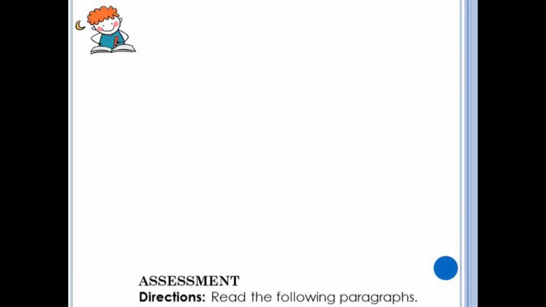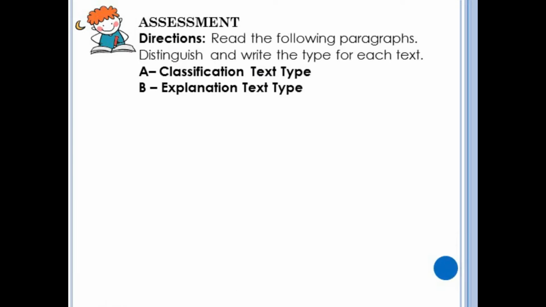Okay, let's proceed to the last activity, the assessment. Directions. Read the following paragraphs, distinguish and write the type for each text. A for classification text type, and B, explanation text type.